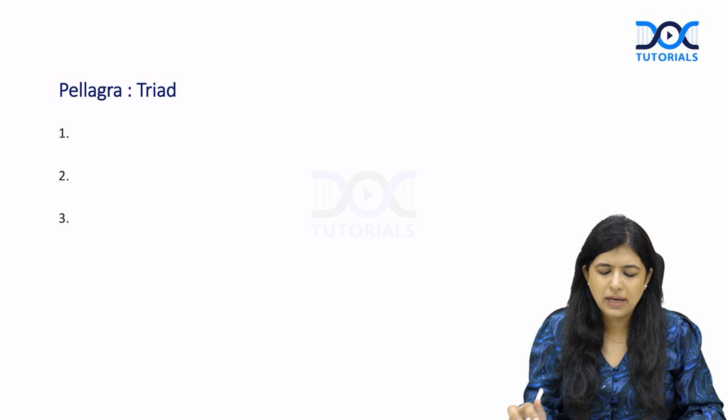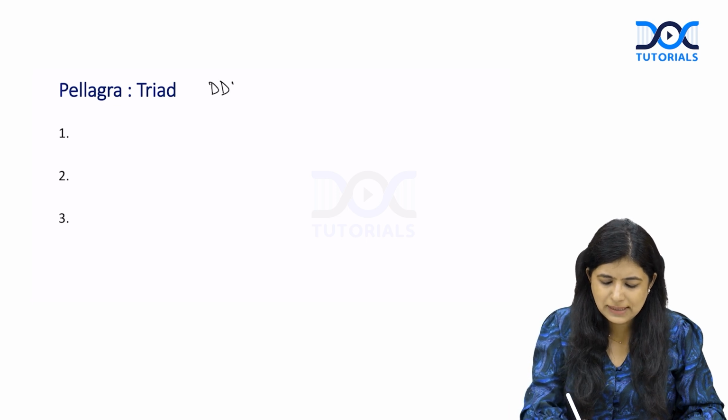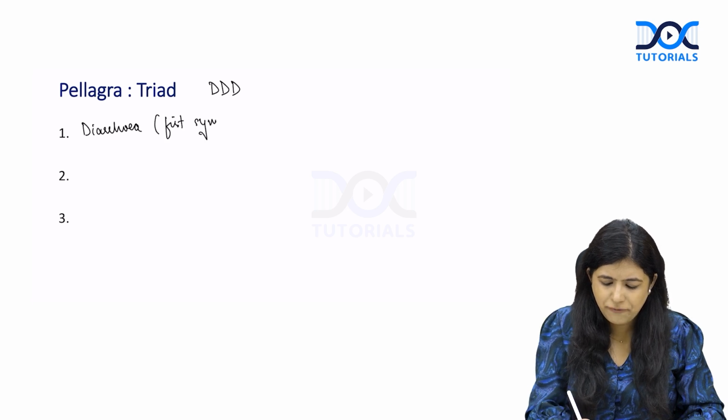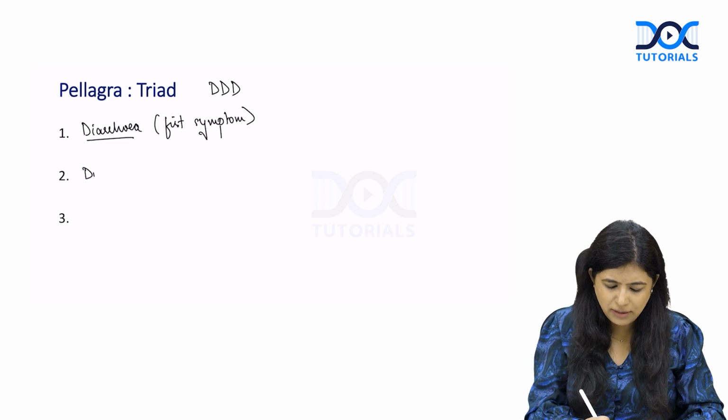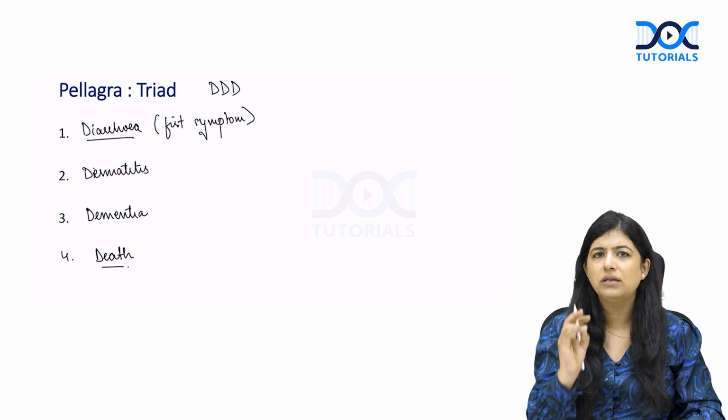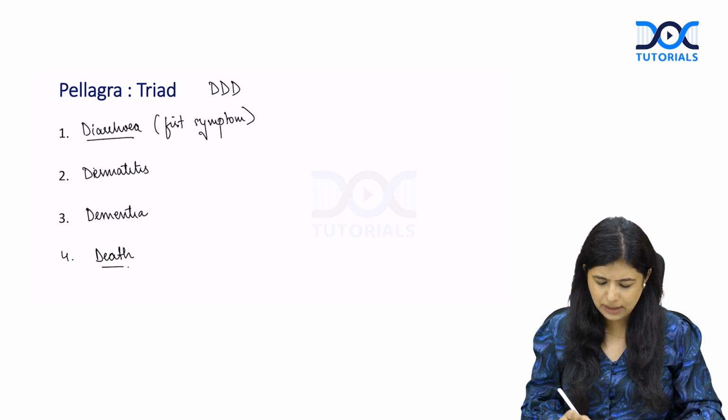Now, the typical triad of Pellagra can be remembered as DDD, that is, diarrhea, which is the first symptom of Pellagra. So remember, it begins with diarrhea. Then there is dermatitis and dementia. If left untreated, a fourth D is added, that is death. So diarrhea, dermatitis, dementia, and death.